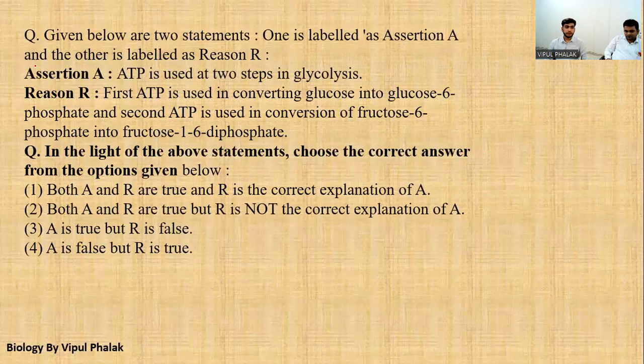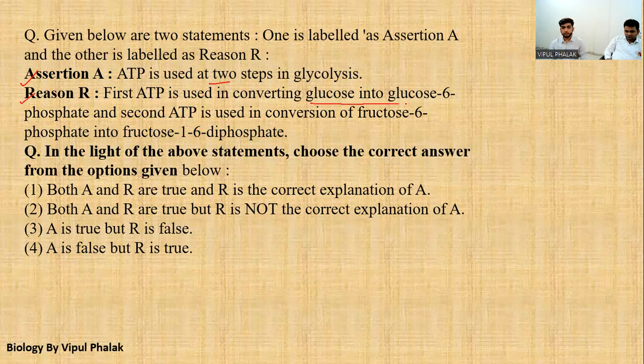Next question is an assertion reasoning type of question. Here for assertion, we got ATP is used at two steps of glycolysis. This statement is correct. Two steps means first and third step of glycolysis. And for reason, they have given first ATP is used in converting glucose into glucose 6-phosphate, and second ATP is used in conversion of fructose 6-phosphate into fructose 1,6-diphosphate. So reason is correct for the assertion.